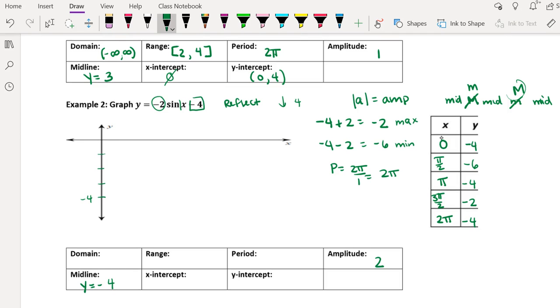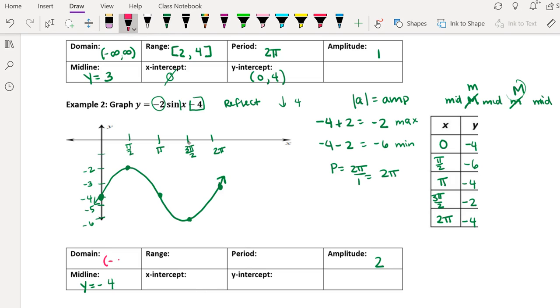So 0, negative 4. I need negative 5, and I need negative 6. Negative 3, negative 2. So there's my mid. I go at pi over 2. I go up to negative 2. At pi, I'm back at negative 4. At 3 pi over 2, I'm down at a minimum of negative 6. And at 2 pi, I'm back in the middle. Okay, so I've shifted my graph down, and I've also changed my amplitude.